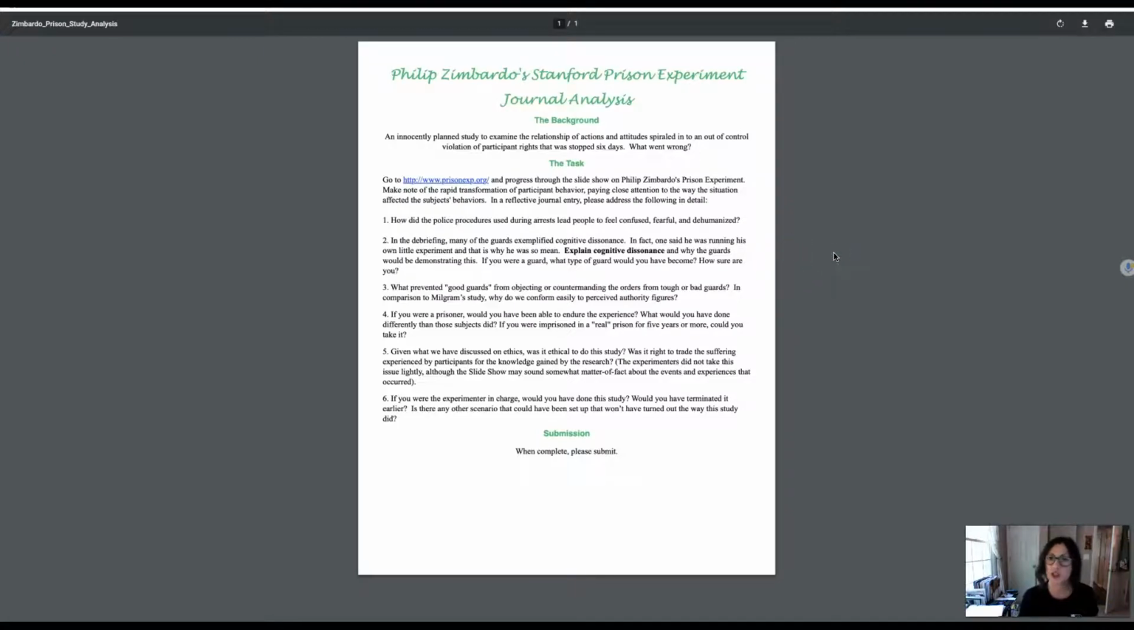For the journal analysis, here's the background. An innocently planned study to examine the relationship of actions and attitudes spiraled into an out-of-control violation of participant rights that was stopped in 6 days. It was supposed to last 2 weeks. What went wrong? The task.